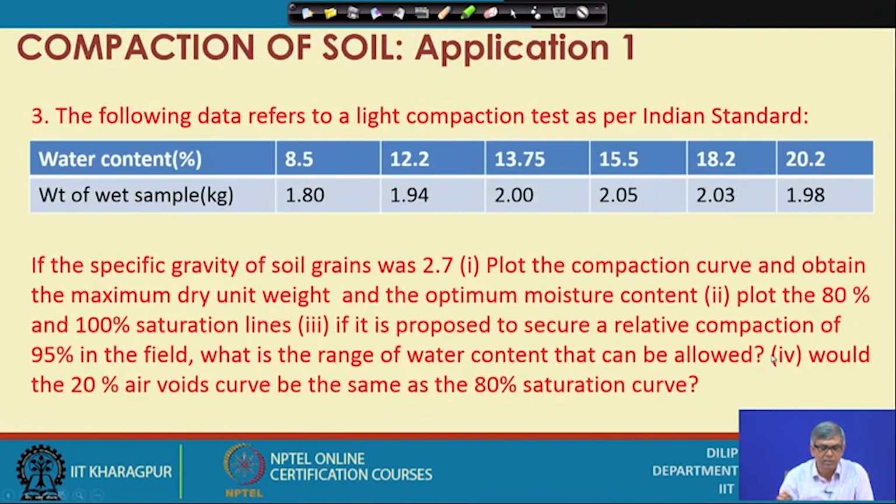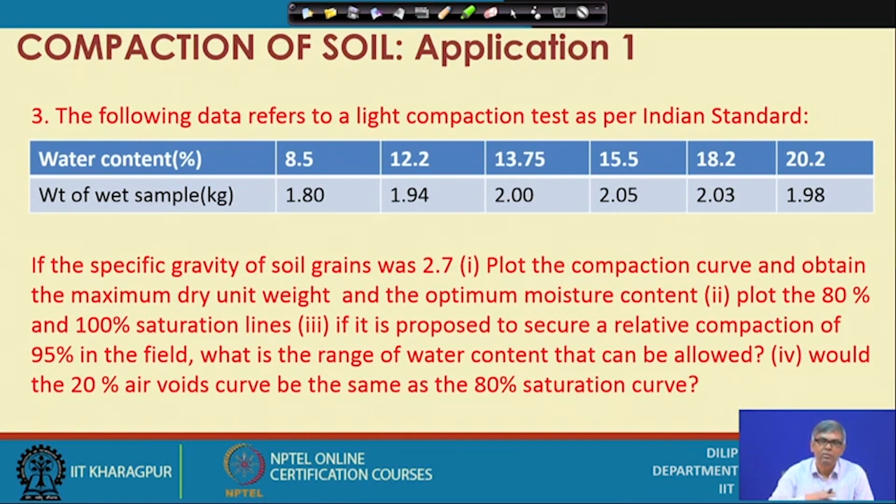The third application is on compaction, and it is a very straightforward application. The following data refers to a light compaction test as per Indian standard. As I have told you, the compaction test is done in the laboratory with a standard mold of 1000 cc volume. In the standard Proctor test, the hammer weight is 2.5 kg and the drop height is 30 centimeter. The soil in the 1000 cc mold is compacted in 3 layers: one third filled, give 25 blows, then the second third, 25 blows, and the third third, 25 blows.